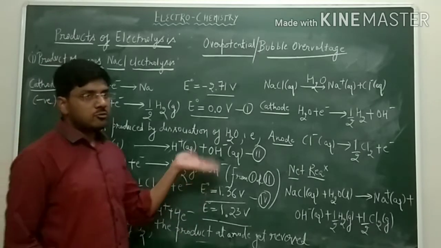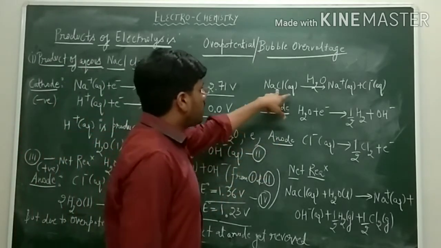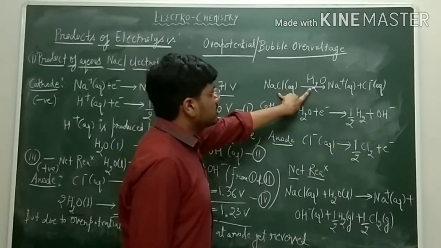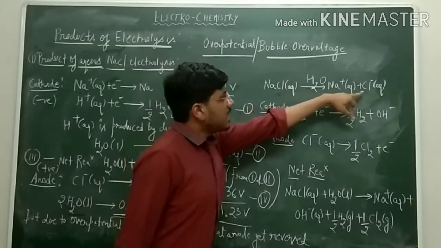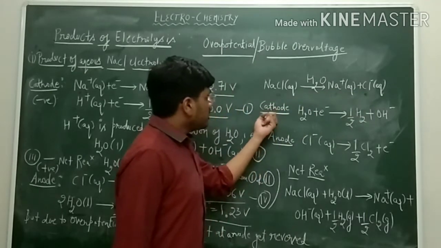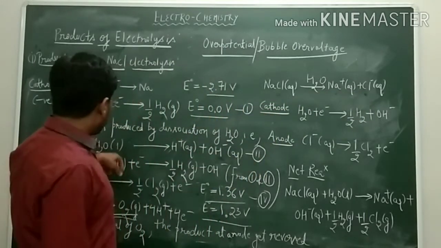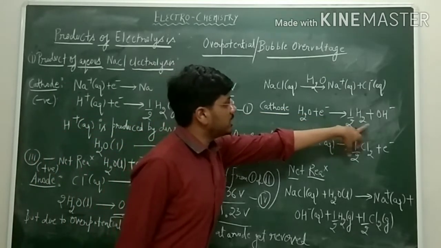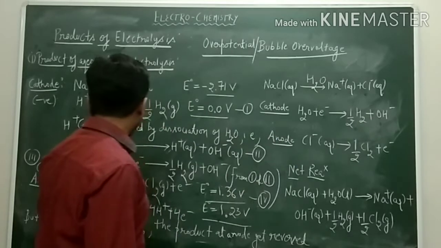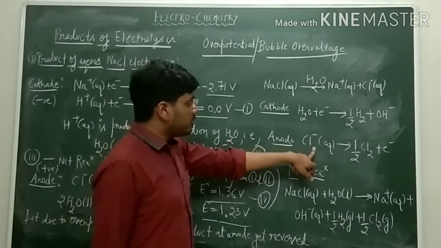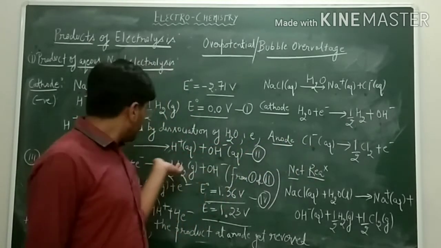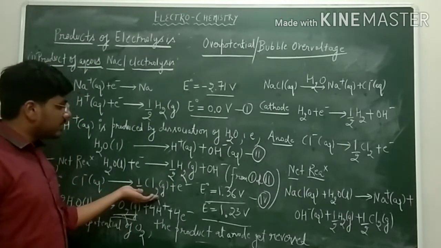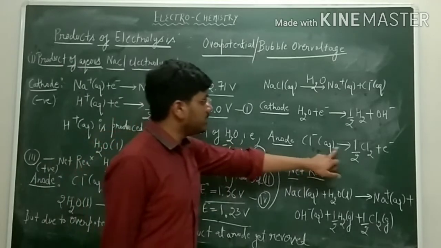So this point has to be remembered. Overall, NaCl on electrolysis in aqueous medium forms Na+ and chloride ions. At the cathode, water gains one electron to form hydrogen and OH- ion. Also at the anode, instead of oxygen gas, what we observe is chlorine gas liberation. So here it is written.